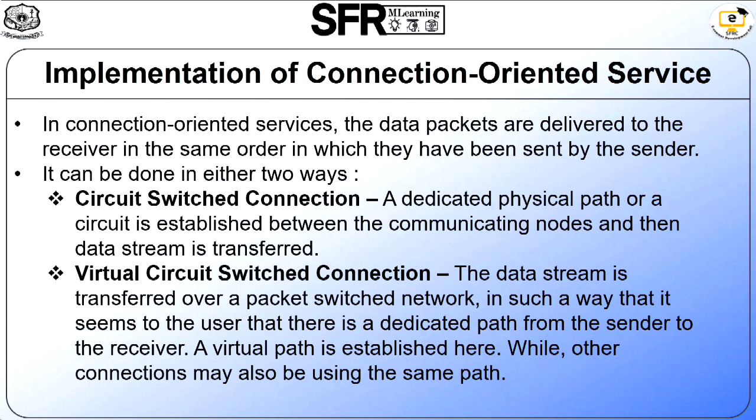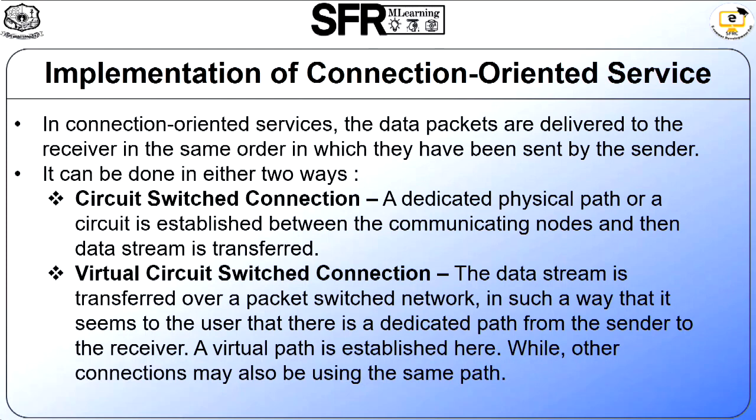The best example for this is telephone lines. In connection oriented services, the data packets are delivered to the receiver in the order in which they have been sent by the sender. It can be done in 2 ways.